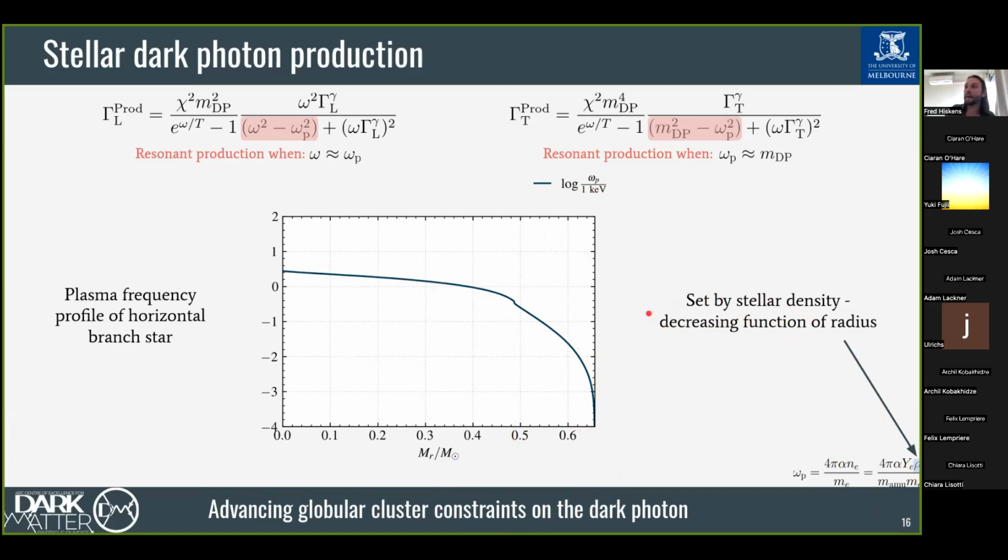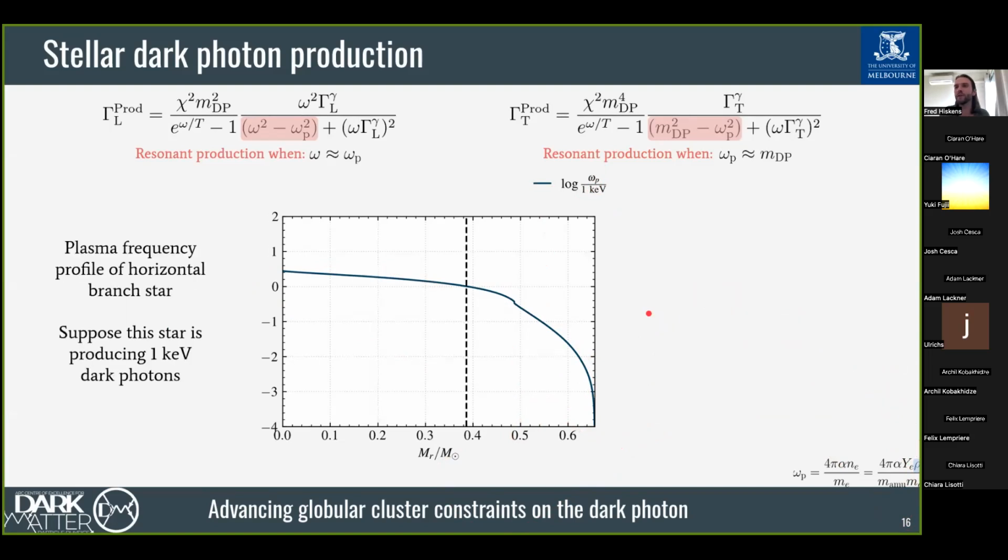So we'll play a little game now. I'll get you to imagine that this star is producing 1 keV dark photons, so dark photons with a mass of 1 keV. And what this means is that we can draw a black line here, which pinpoints exactly the stellar region where the plasma frequency is equal to the dark photon mass. On the left-hand side of this, you have a plasma frequency which is greater than the dark photon mass, and you have the opposite condition on the right-hand side.